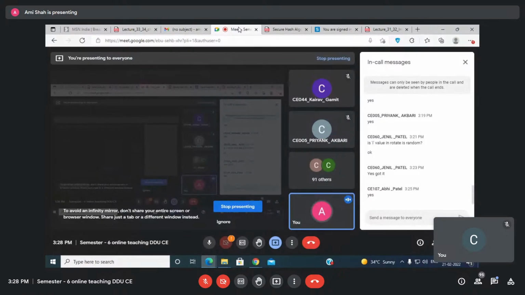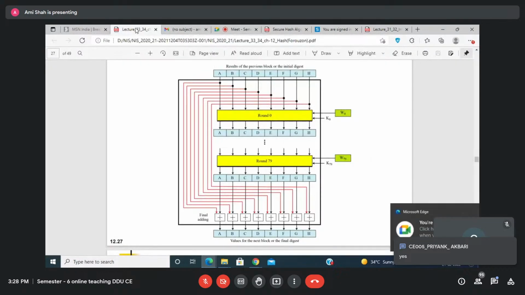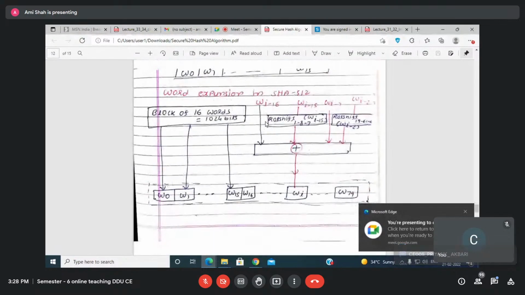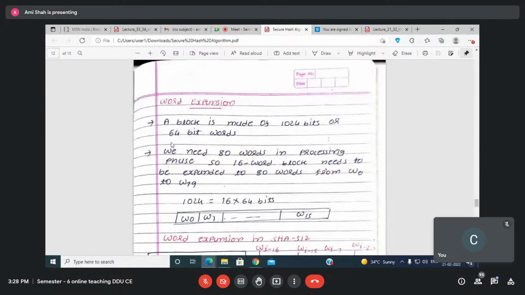How exactly SHA 512 works, right? I think the last 2 minutes are less, so I will just show you this figure. I'm not explaining it in detail, but in the next class I will quickly give you an overview and then directly start with this word expansion.